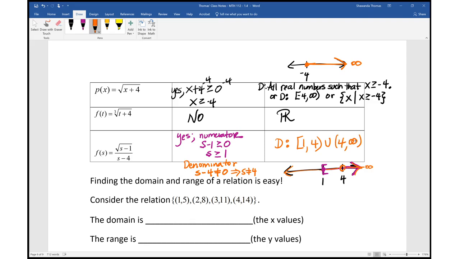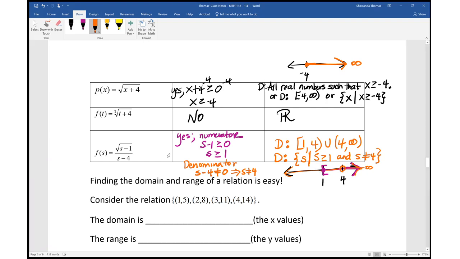If you want to write it in set builder notation, this time we're going to change that x to an s. Well, the numerator says s can be greater than or equal to 1, and s cannot equal 4. You can put that together like that.